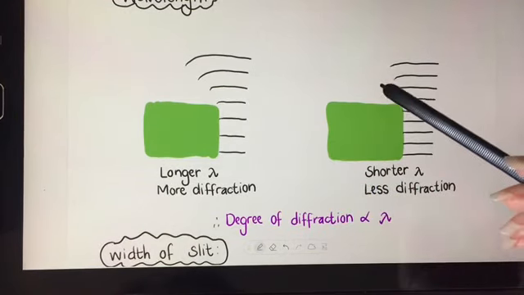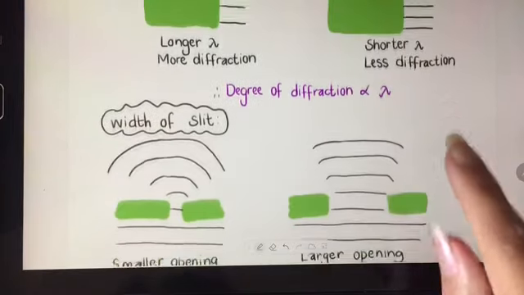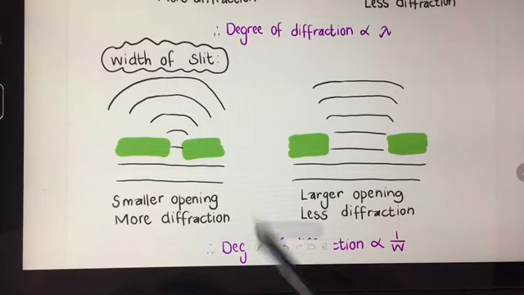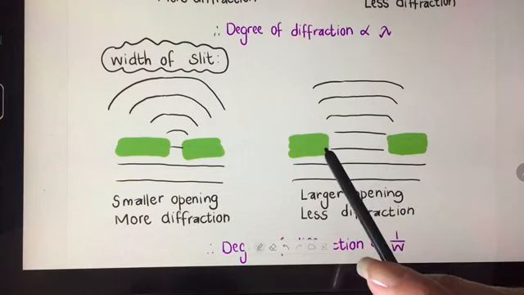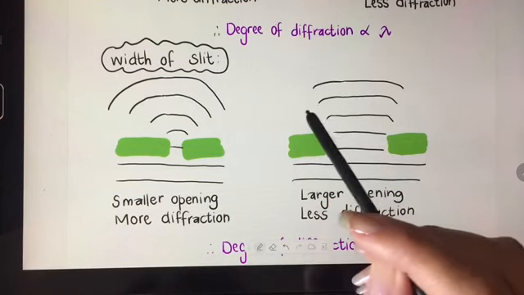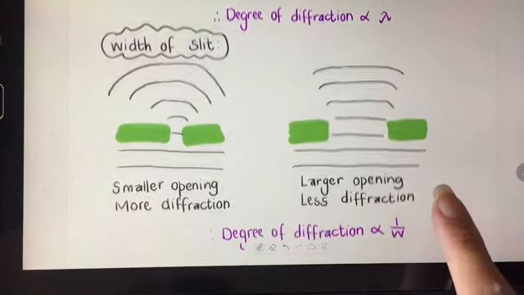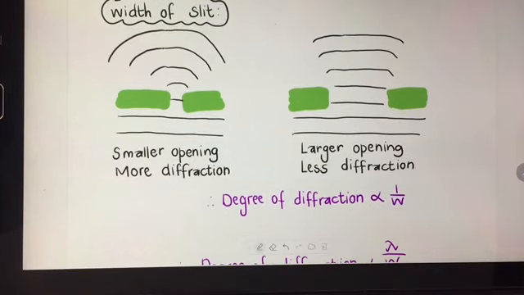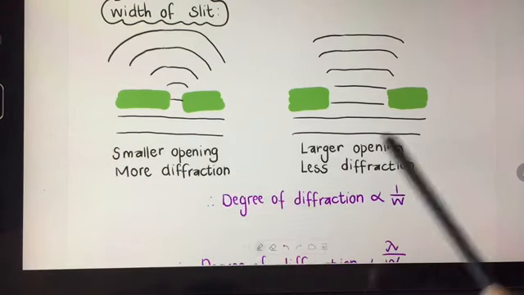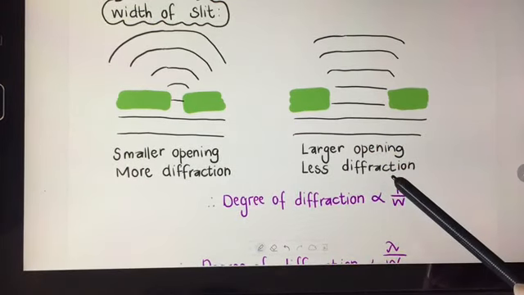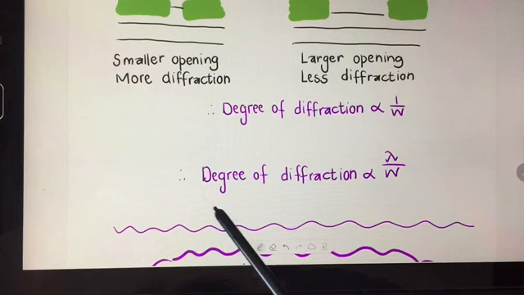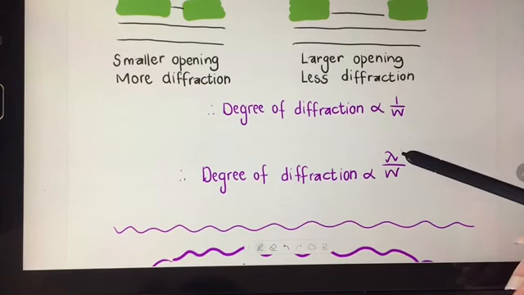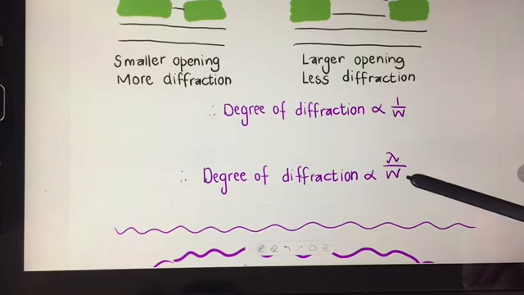Shorter wavelength, less diffraction. And then if we look at the width of the slit, if I've got a smaller opening, more diffraction takes place. If I've got a larger opening, less diffraction takes place. And that means the relationship there is one of inverse proportion. So smaller opening, more diffraction. Larger opening, less diffraction. And then if I combine the two, it ends up looking like this. The degree of diffraction is directly proportional to wavelength and inversely proportional to the width of the slit or the size of the opening.